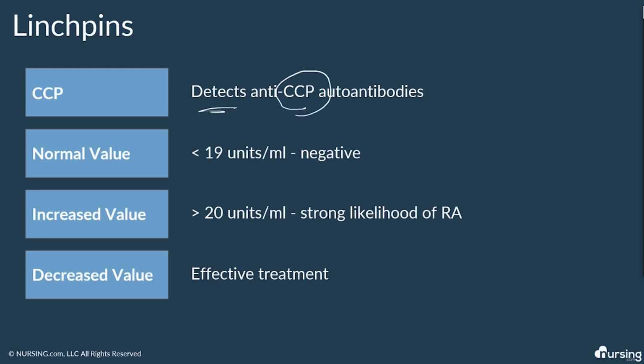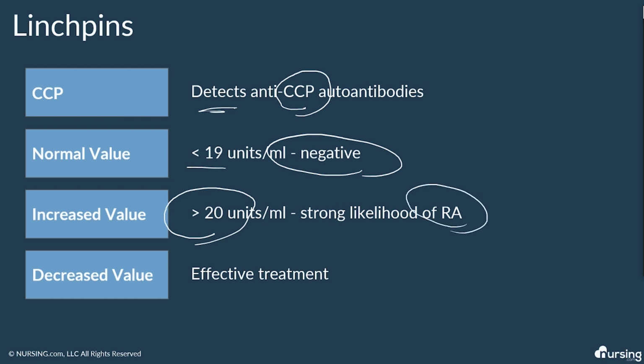Some linchpins for this lesson are that the cyclic citrullinated peptide lab value detects the antibodies that were formed in response to the peptide being present in the body. A normal value is below 19 units per mL and considered negative. An increased value would be greater than 20 units per mL and shows a strong likelihood that rheumatoid arthritis is the diagnosis.